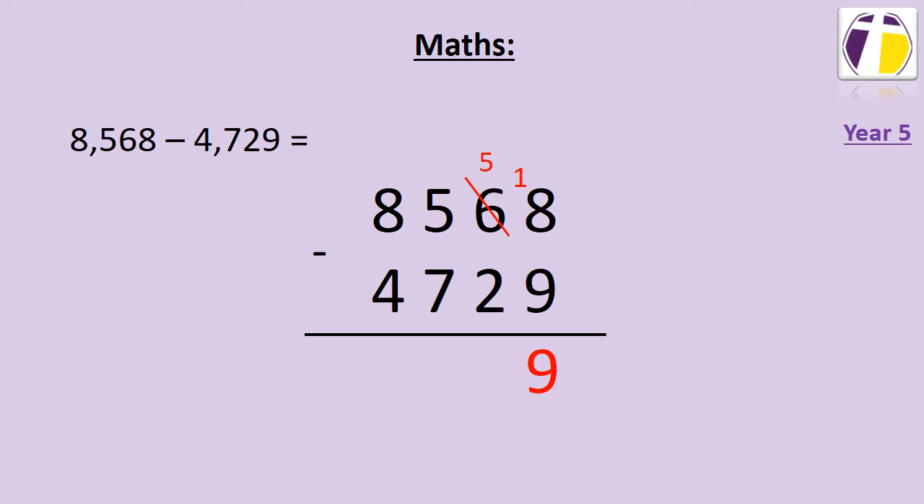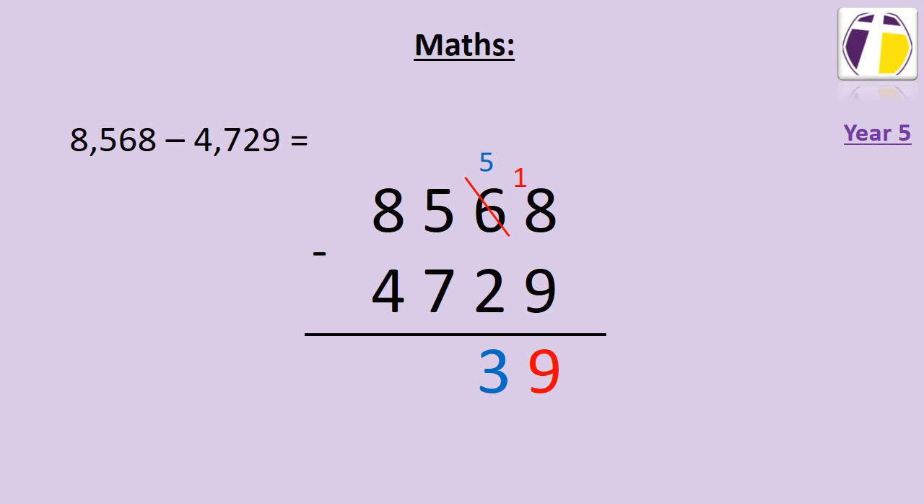I always start with my smallest column. So in my ones, it is asking me to do 8 take away 9. This is not possible, so I need to move over to my tens column. I'm going to take one of my tens and move it over to my ones. This means I have 5 tens left, so I cross out my 6 and I write 5. I move my 10 over to the ones column. This now becomes 18 take away 9. My answer would be 9.